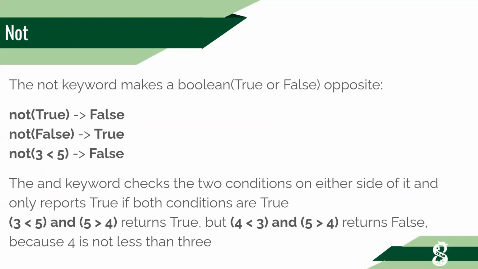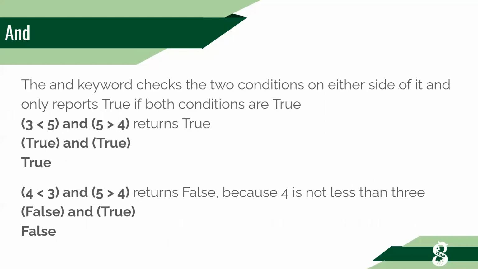And if you have false, you put a not around it, it becomes true. In the example, not 3 is less than 5, it'll report false because 3 is less than 5 will report true because 3 is less than 5. And then not will make it opposite and report false.